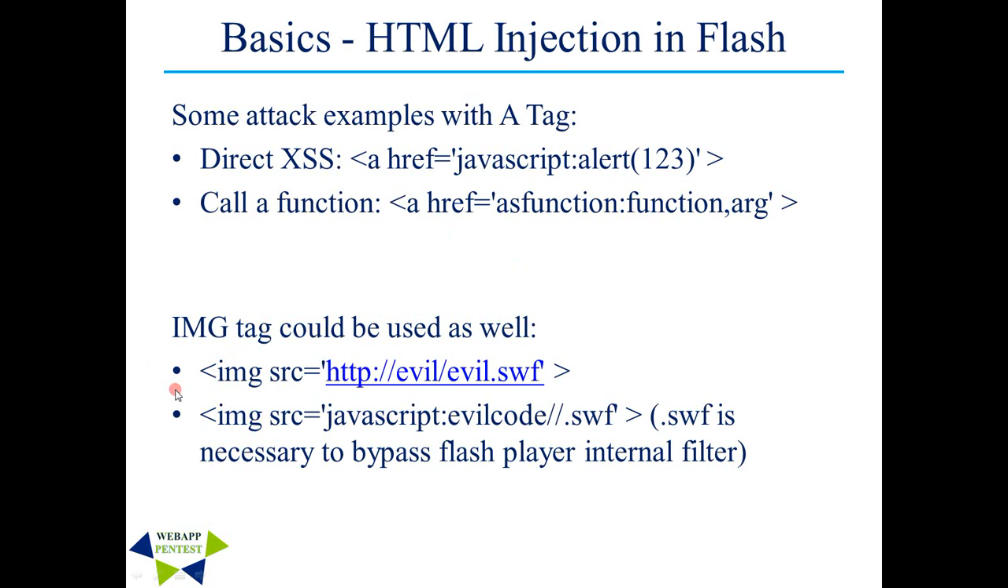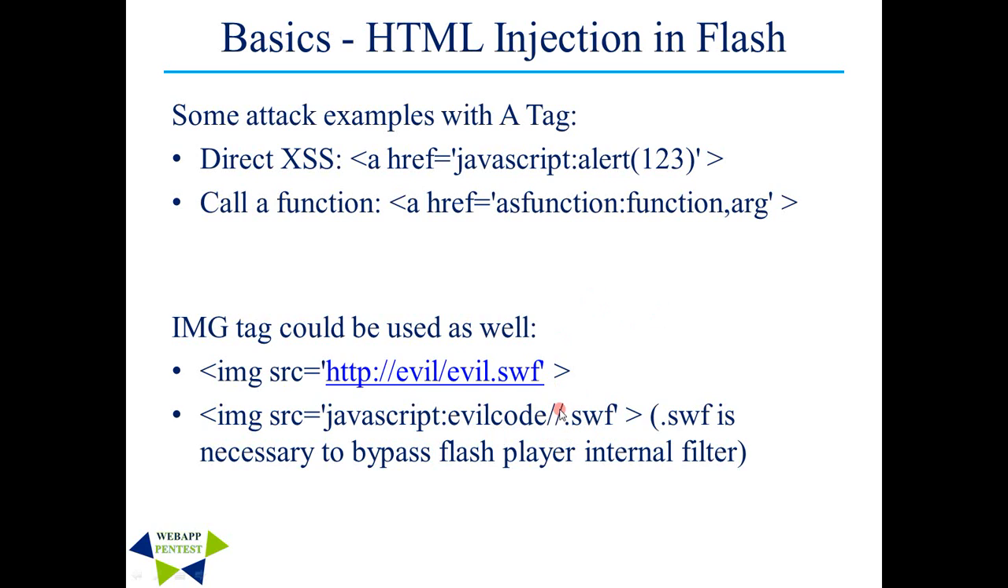Similarly, the attacker can also use the image tag for embedding Flash applications or executing malicious code in Flash applications. If you look at the third example, the image source is equal to evil.swf. If my Flash application accepts HTML code, then this evil.swf will be embedded into the actual Flash file. If you look at the fourth example, image source is equal to javascript colon evil code, then this will be interpreted by the Flash application and it will execute the JavaScript code.